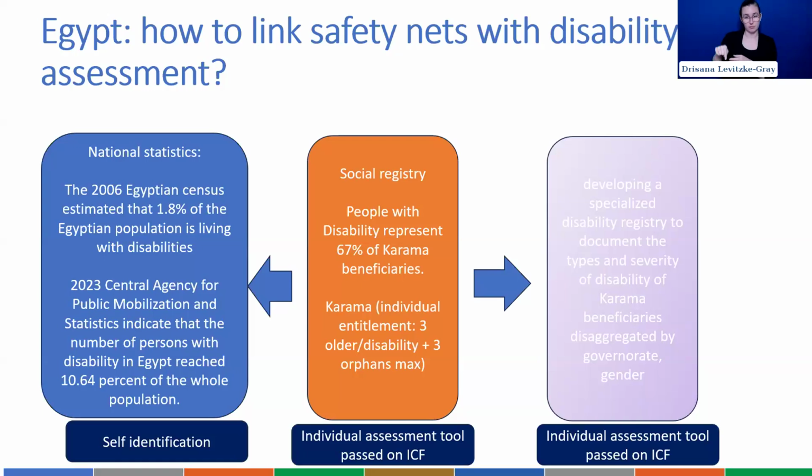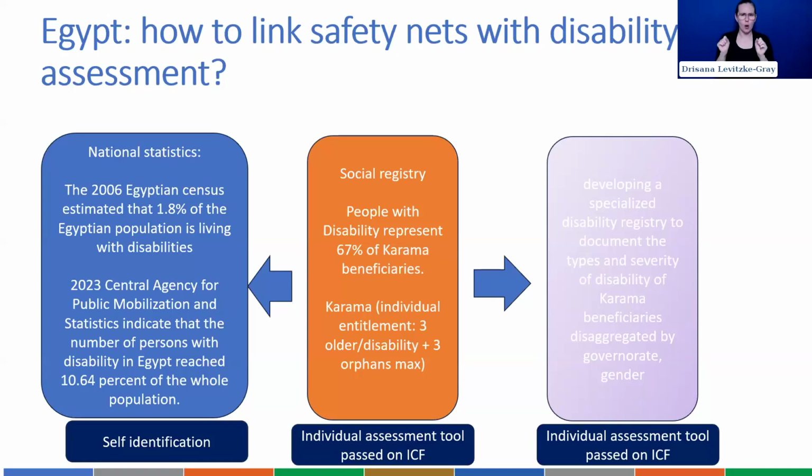So we started from the social registry. We will develop a separate disability registry, because as we said, the social registry is based on the household, and the disability registry will be based on the person. And we will try to organize interoperability between these two registries.